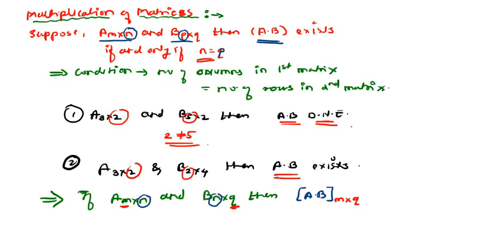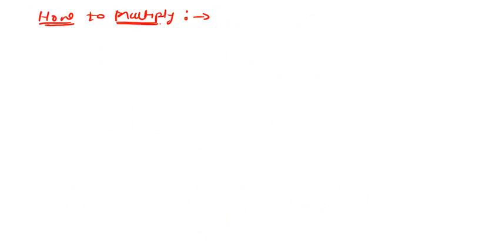For example, suppose I take the matrix A of order 5 by 2 and matrix B of order 2 by 3. Then the multiplication of the matrices A and B will exist and the matrix AB will have the order 5 by 3. This is 5 and this is 3.